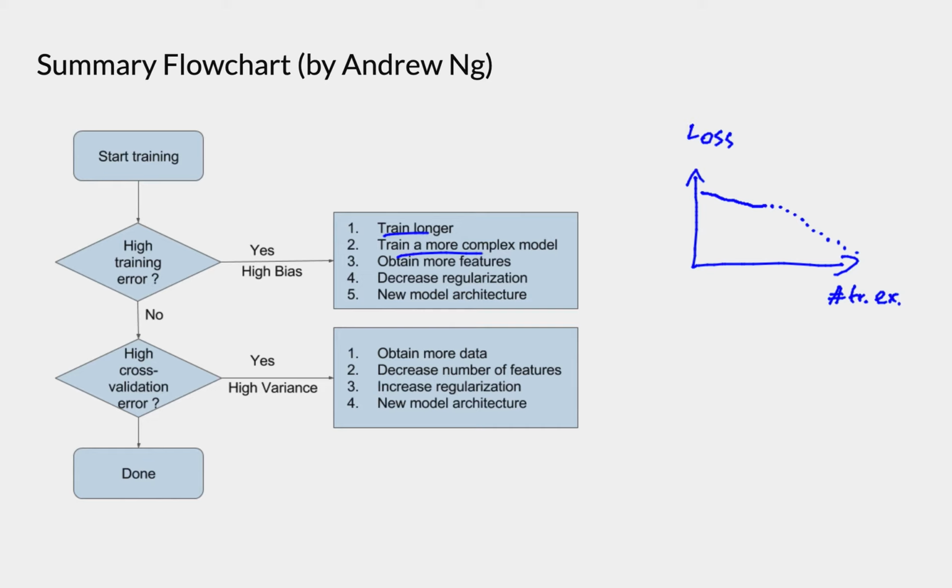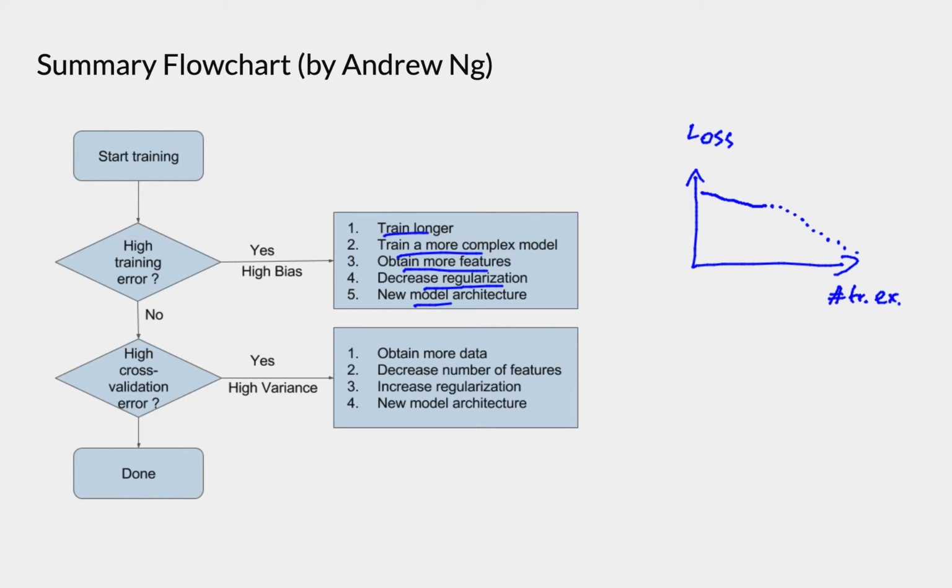Option two is to have a more complex model. Like you can try kernelization, or if you have a neural net, you can add more nodes or more layers to your network. You can also obtain more features. If you can add more descriptions about your data, or you can use something like kernelization. Kernelization also effectively adds more features to the data, makes it more flexible. You can also decrease regularization. So if you have a regularization parameter, you can relax it, so your model is less likely to underfit. Or you can try an entirely new model architecture. Just play around with different architectures, different models, to see if that helps.